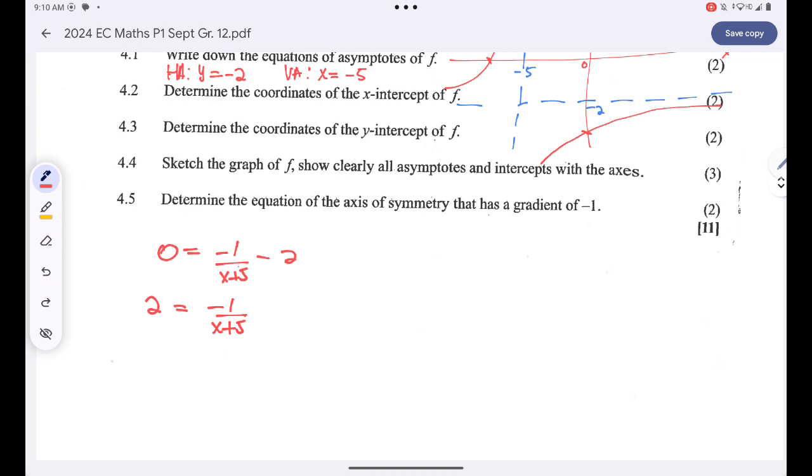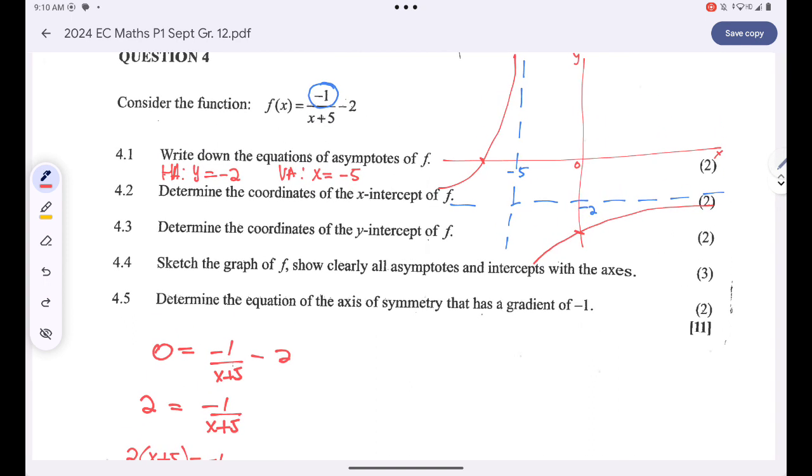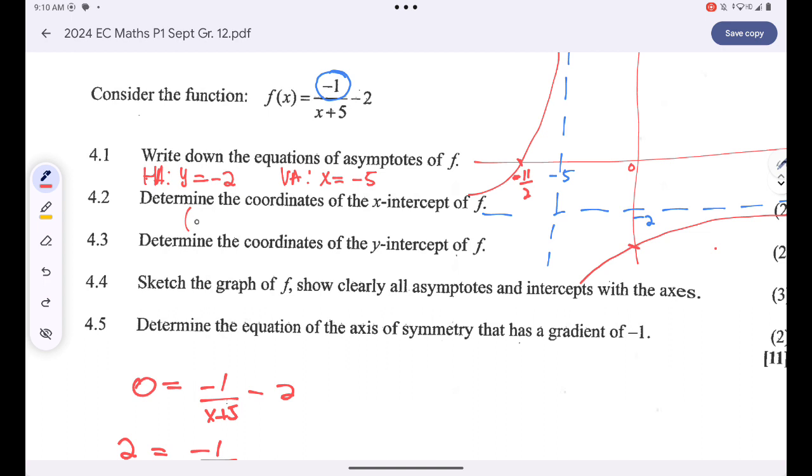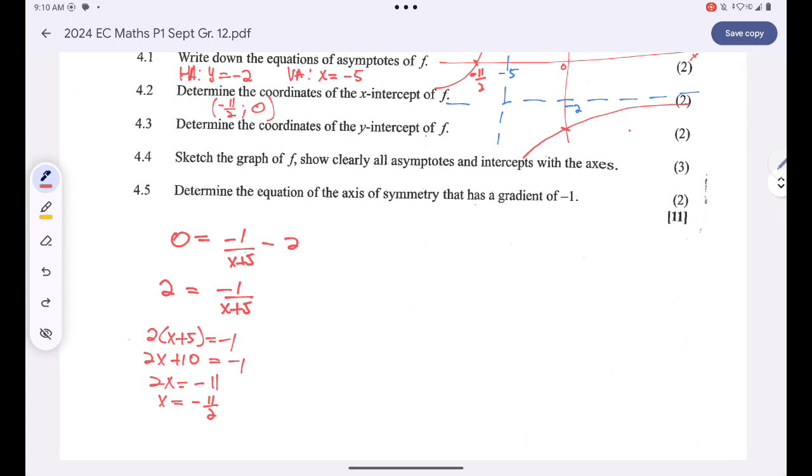I can simply remove the fractions by cross multiplying. This will end up giving me 2 multiplied by x plus 5 is equal to negative 1. Then 2x plus 10 is equal to negative 1, and hence 2x is just equal to negative 11, and x is basically negative 11 over 2. So the x-intercept is negative 11 over 2. The coordinates of my x-intercept are negative 11 over 2, and the corresponding y value is 0.